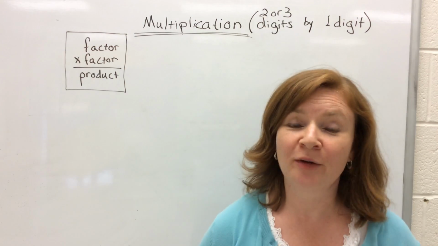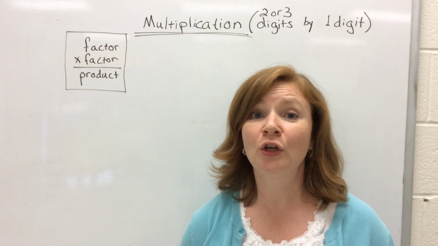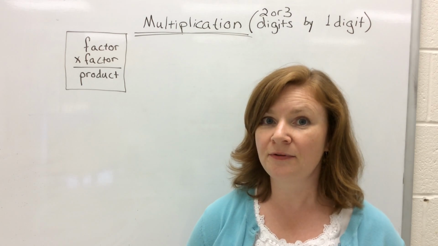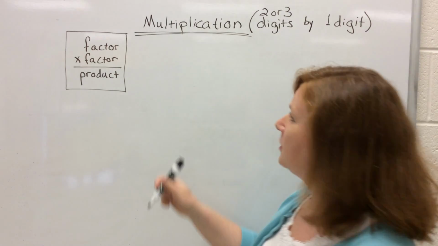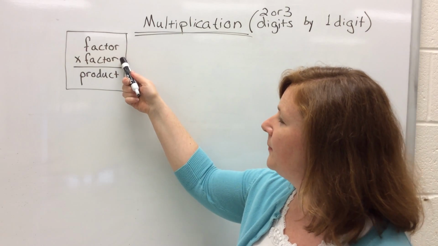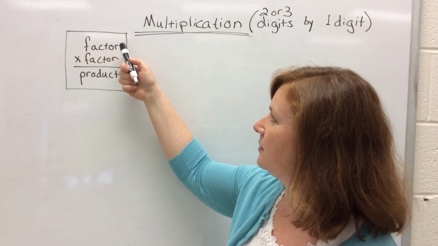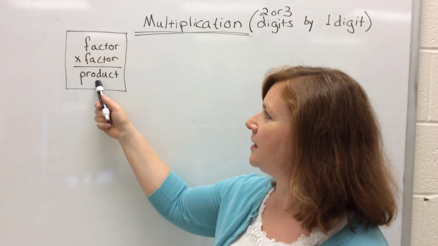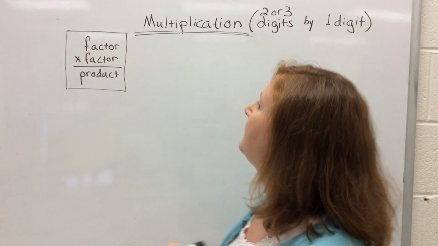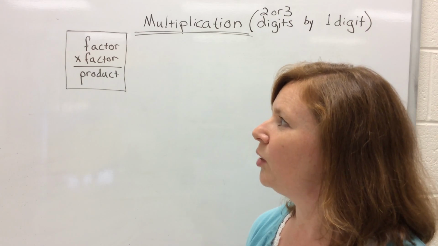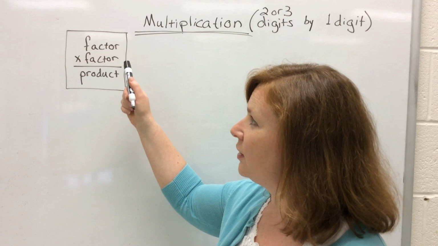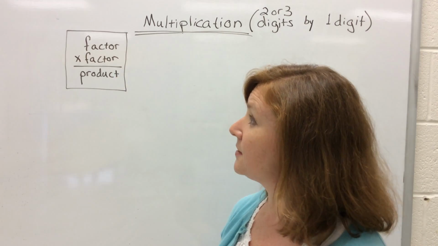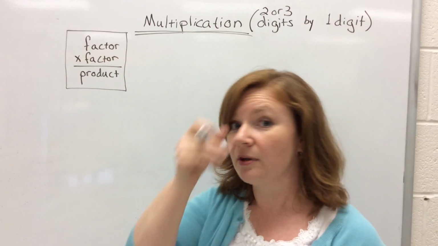On Learning with Lisa today, we will practice multiplication using 2 or 3 digits for the top factor and 1 digit for the bottom factor. When we multiply, we have 2 factors. We multiply them together, factor times factor, and we get an answer called our product. We'll do 3 problems today. One will have 2 digits for the top factor and 1 digit for the bottom factor, and the other 2 problems will have 3 digits for the top factor and 1 digit for the bottom factor.